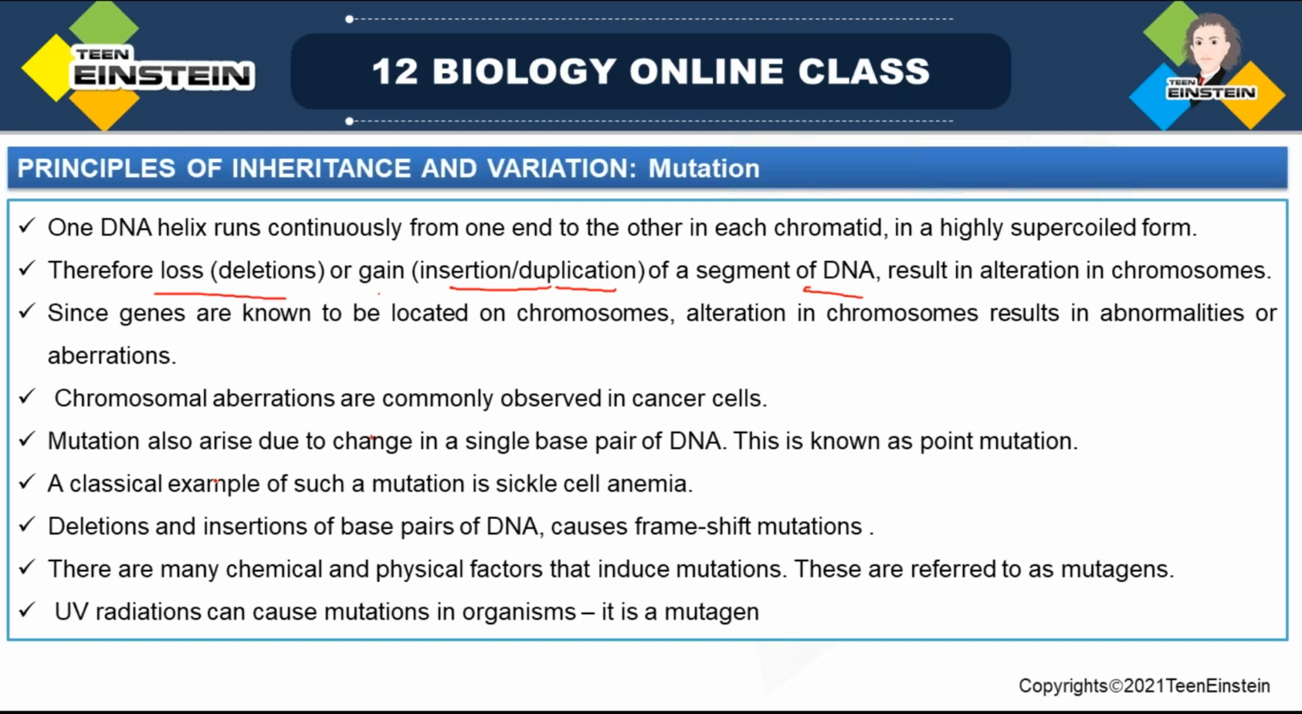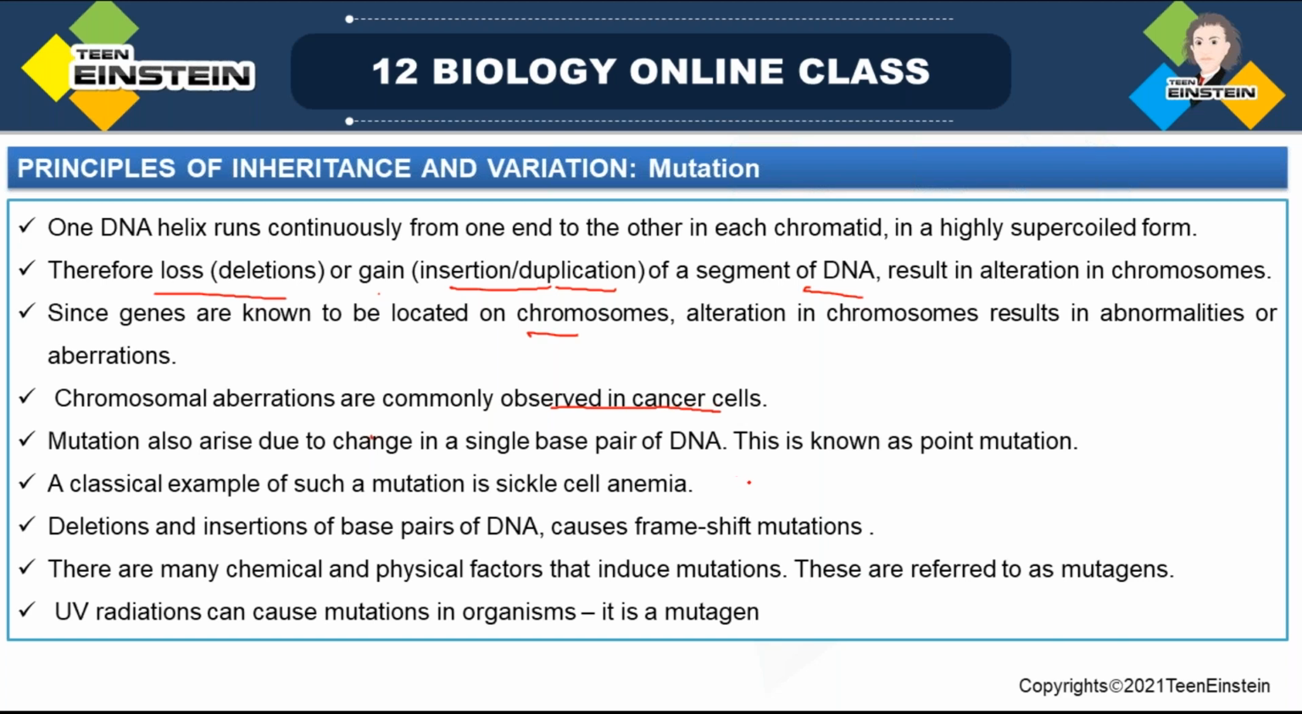These genes are known to be located on chromosomes, and alteration in the chromosome results in abnormalities or aberrations. If there is a slight change, a deletion or addition, there will be some kind of changes, and this finally will result in the alteration of the chromosomes. So the final result will be some kind of abnormalities or aberrations. Chromosomal aberrations are commonly observed in cancers.